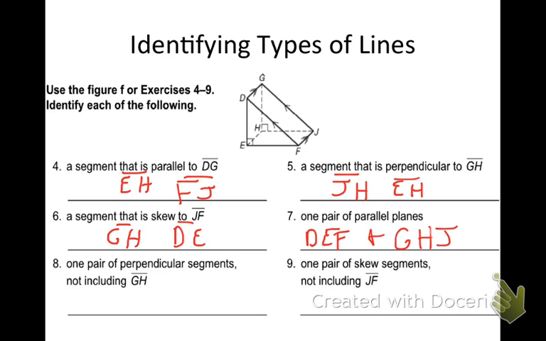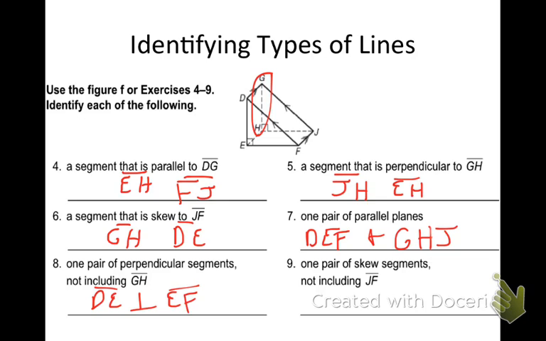Next one, 1 pair of perpendicular segments not including GH. So I want something that is not GH and something that's perpendicular. Callie, what would that be? DE and EF. Sorry, DE is perpendicular to EF. Nice job.